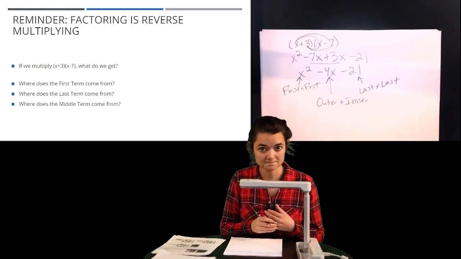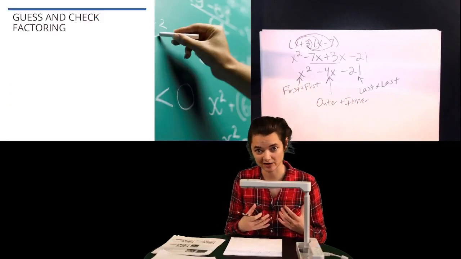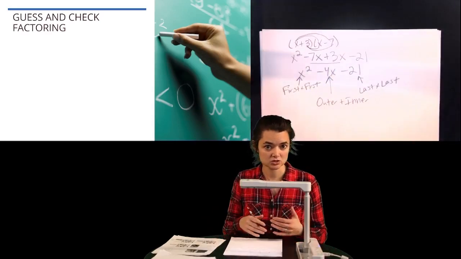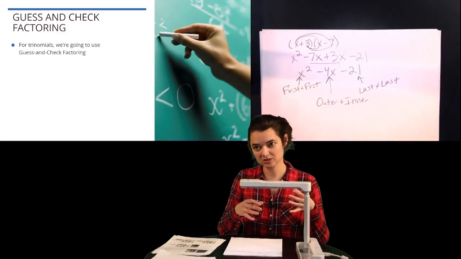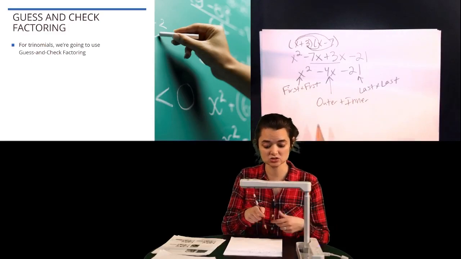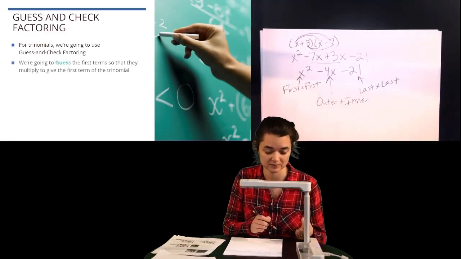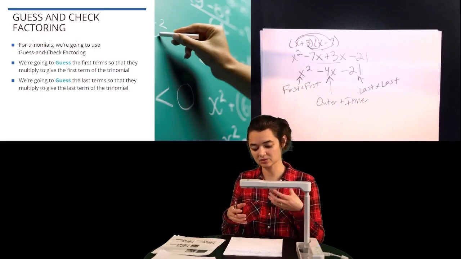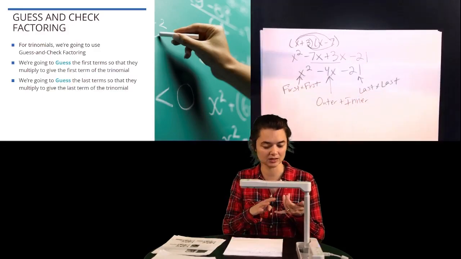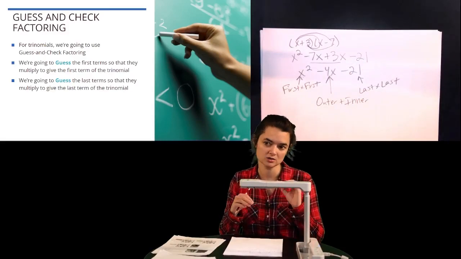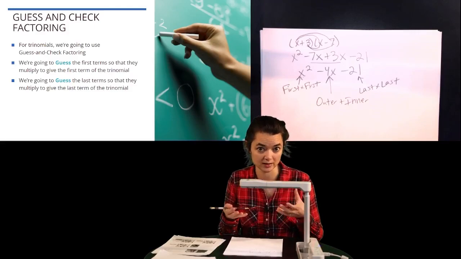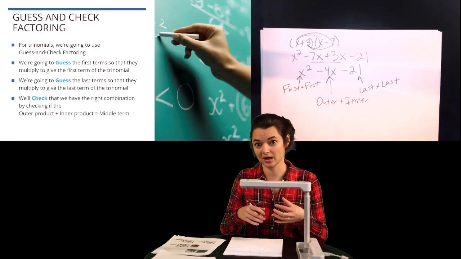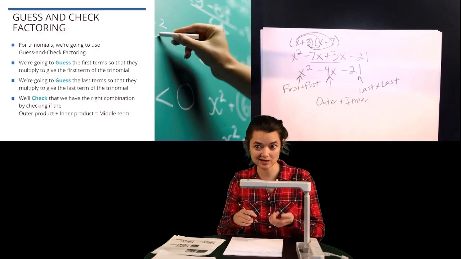Okay, so what we're going to do is called guess and check factoring. And guess and check factoring is where we use this information to go backwards. So we're going to unmultiply using this. We're going to be guessing so that those first ones multiply to give you the first term. We're going to guess so that the last terms multiply to give you the last term. And a lot of the time, you're going to have more than one combination. Even for 21, we could have 3 and 7, or we could have 21 and 1. And then we're going to decide, well, which one is the right one? Is that the right guess? By checking with the middle term. And so you check that we have the right combination if the outer product plus the inner product gives you the middle term.